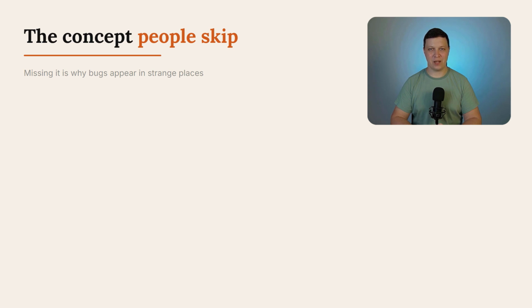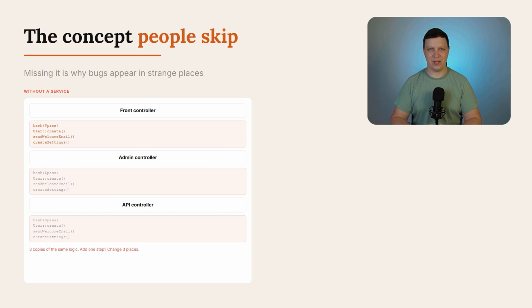Hash the password, write the user to the database, send a welcome email, create the initial account settings. If you write this logic in each controller separately, you get 3 identical chunks of code. When you need to add a 4th step, say log an event, you have to edit it in 3 places. Skip one context once, and behavior differs. Bugs like that are the worst kind. Everything seems to work, but not consistently everywhere.